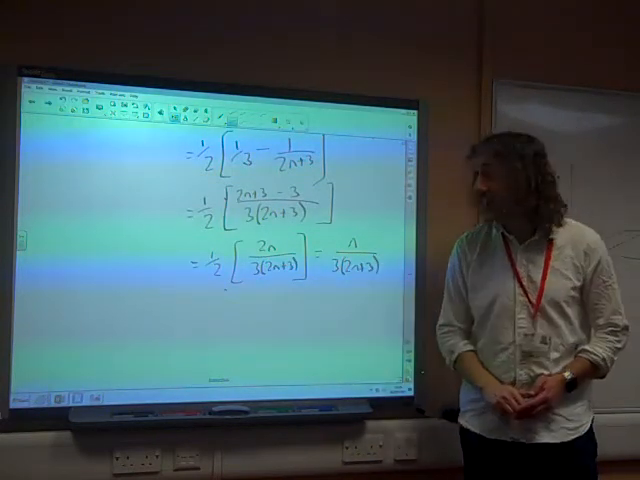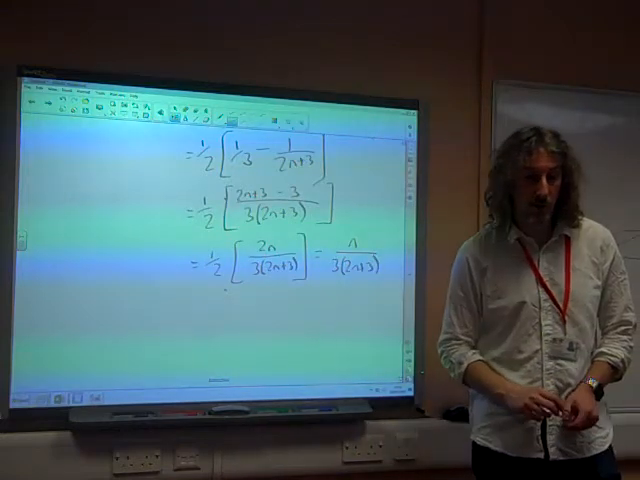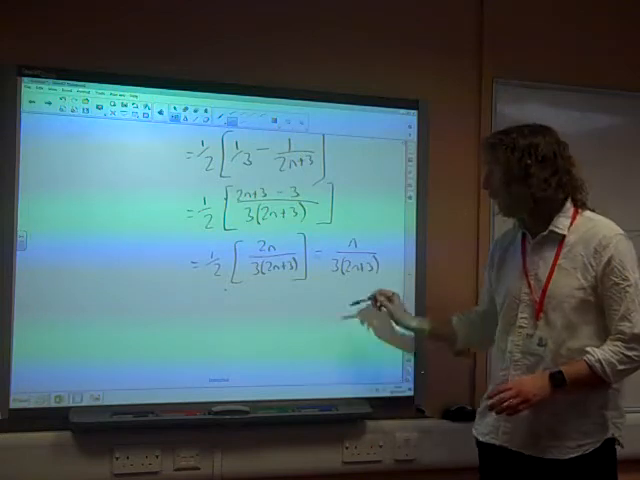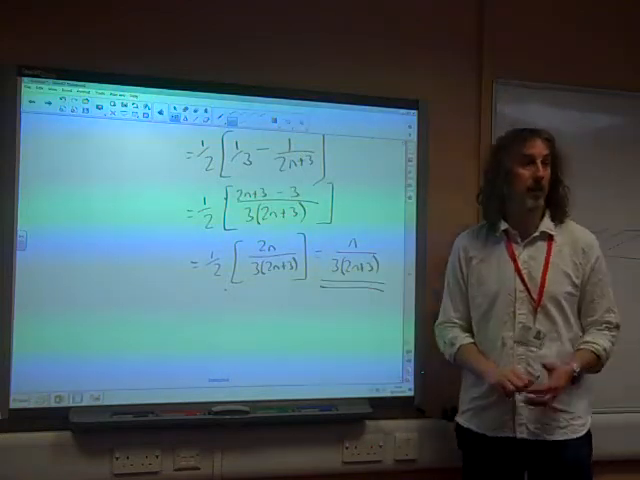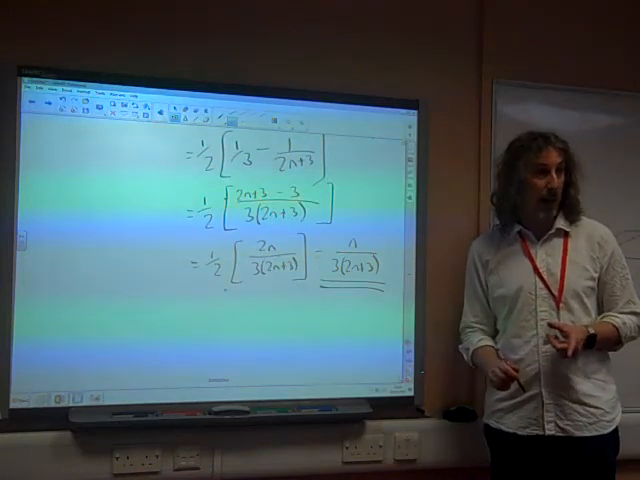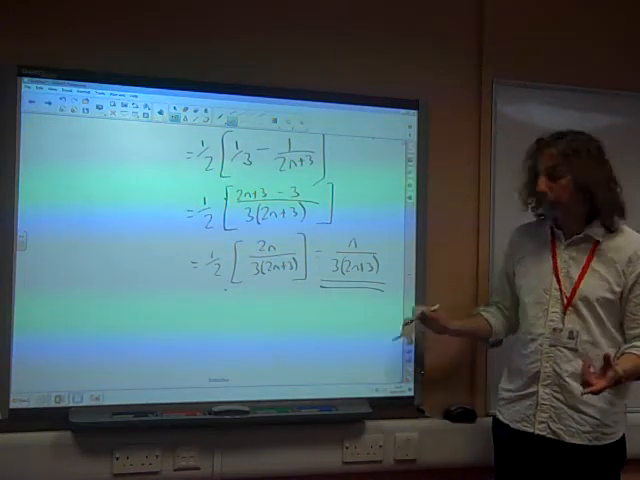Equally, n over 6n plus 9 was just as acceptable as the right answer. You didn't have to have that bottom line factorised. But there it is. You did have to put it as a single fraction at the end. However, having it as a single fraction at the end is not that useful for the next bit.